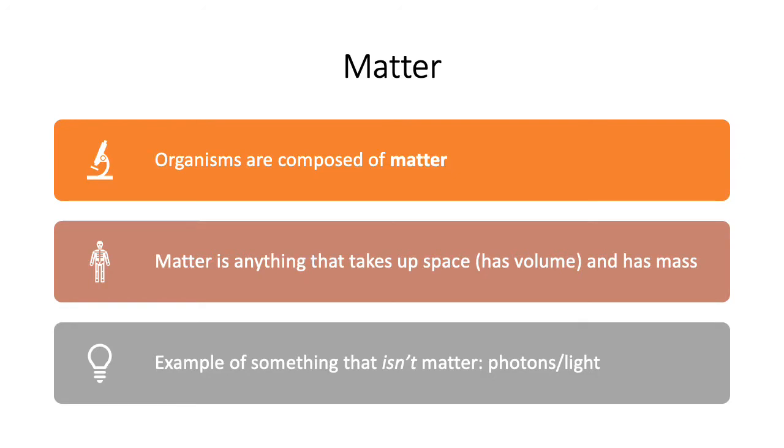So the first concept in this chapter is the idea of matter. Matter is anything that takes up space or has volume and also has mass. So all living things are composed of matter. Lots of non-living things are composed of matter too. Basically anything you can touch has matter.